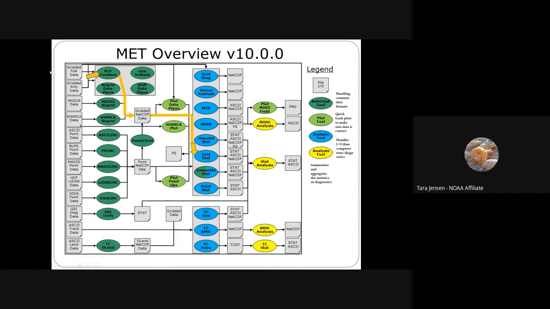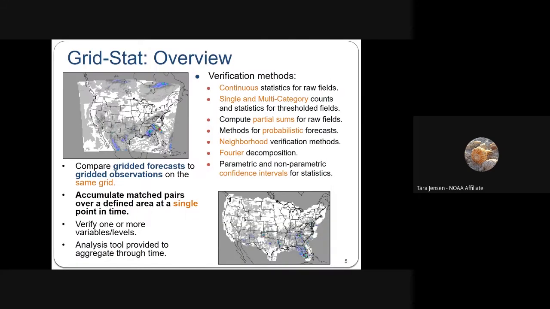So here's a very simple example of a path through the MET framework. Say for instance, you've run PCP-Combine, which we covered a couple weeks ago on December 14th, if I recall. That has a .nc output that is then passed into Grid-Stat, which is used to compute statistics. And then if you wanted to, you could use Stat-Analysis or our database and display system to do the additional analysis. So just a really quick overview on Grid-Stat.